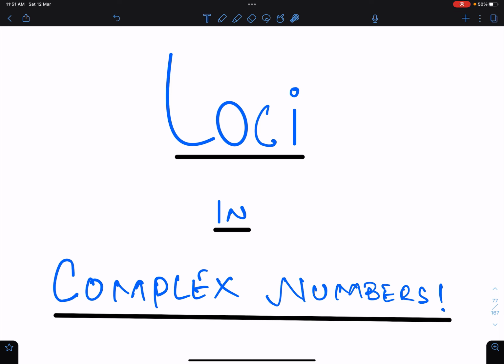Ameen. Alhamdulillahi rabbil alameen. The topic of this lecture is loci in complex numbers.